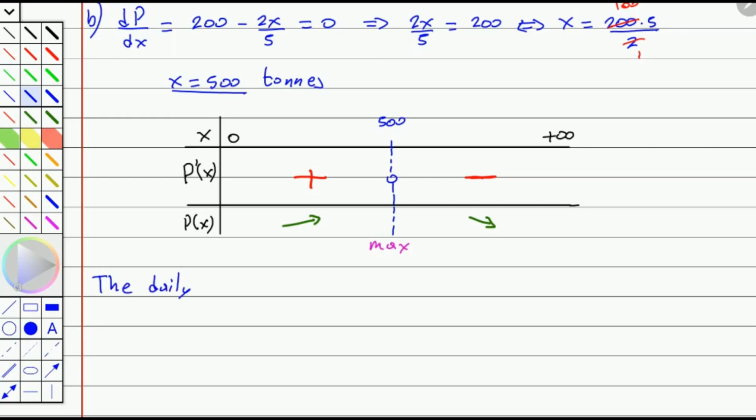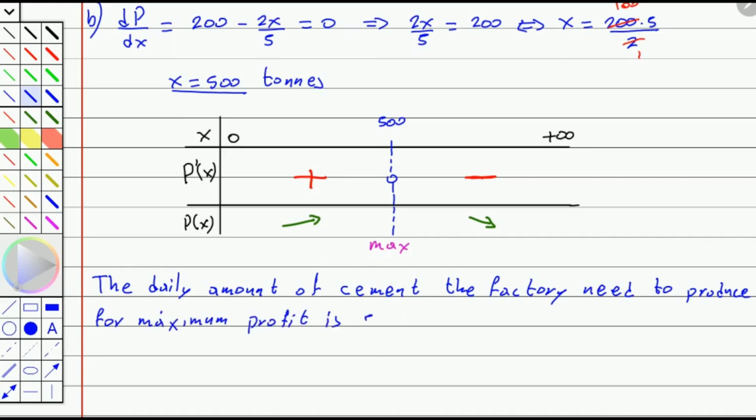The daily amount of cement the factory needs to produce for maximum profit is 500 tons. So you have to be careful about what the problem actually asks. In this case, it asked to find the amount of tons for maximum profit. It didn't ask to find the actual maximum daily profit from the production of the 500 tons. So depending on the questions of the problem, you need to answer those and nothing more, nothing less.